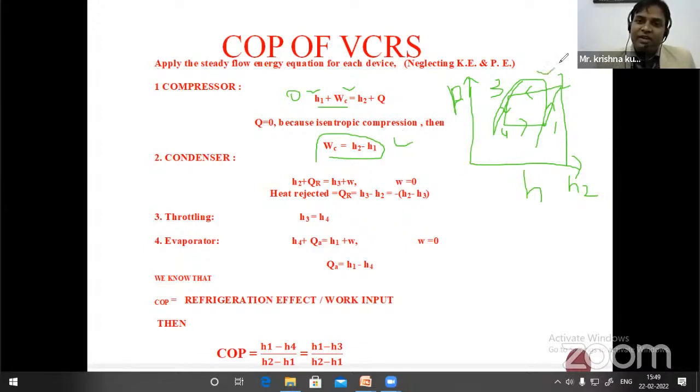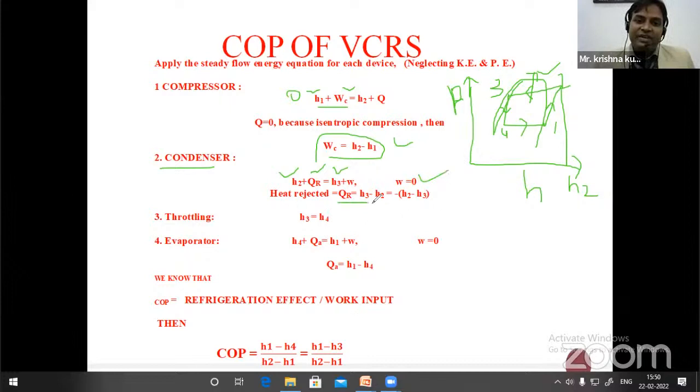Then the second component we have is the condenser. Condenser inlet energy we have H2. Then some amount of heat rejection is taking place from that condenser. So that is QR, the heat rejection, equal to H3, because this is the final destination of that condenser. That level of energy at point 3 we represent with H3 plus the W, if we are giving or taking some work from the condenser. But in the condenser we are neither giving any work nor taking any work, so the W becomes 0 or negligible.